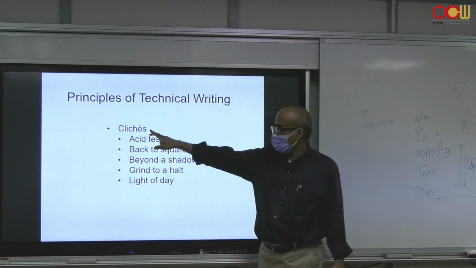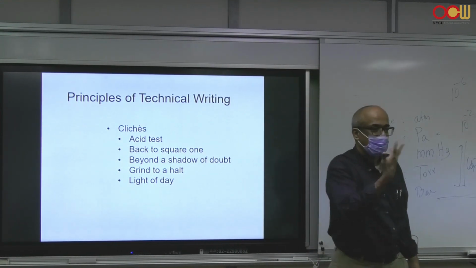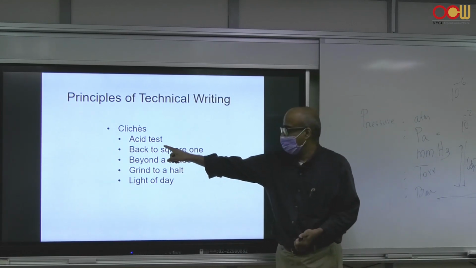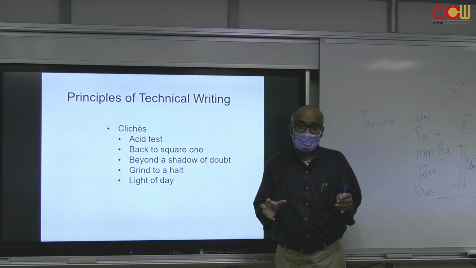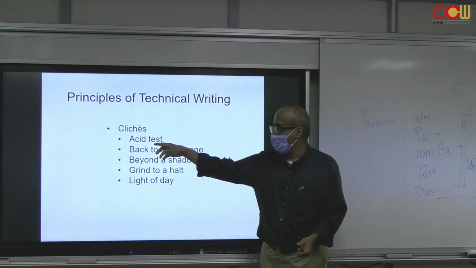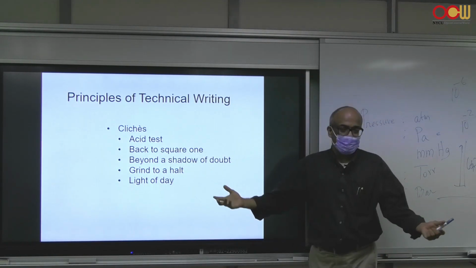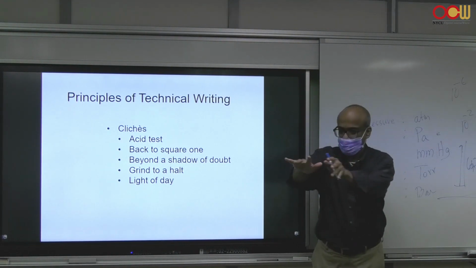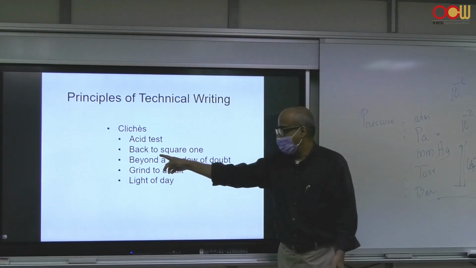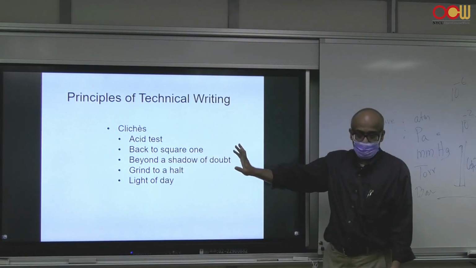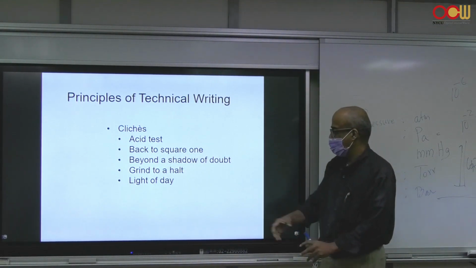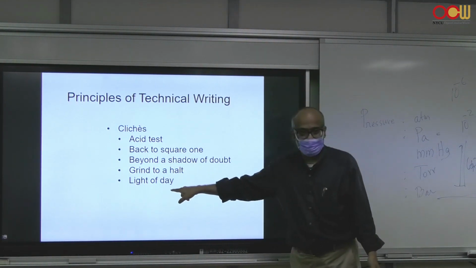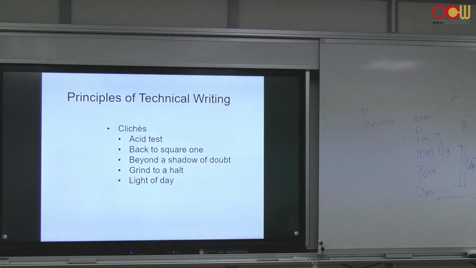Cliches means some words that we use often while speaking and really don't have any technical value. For example, this is an acid test. Acid test means a very difficult test. But when we speak, we say acid test. Don't use them. Back to square one. That means you go from equation 1 to equation 3. After doing so much mathematics, you come back to equation 1. And we tend to say back to square one. Don't use them. These are cliches. Beyond a shadow of doubt, so we are sure. Grind to a halt, light of day. These are not allowed in technical writing.